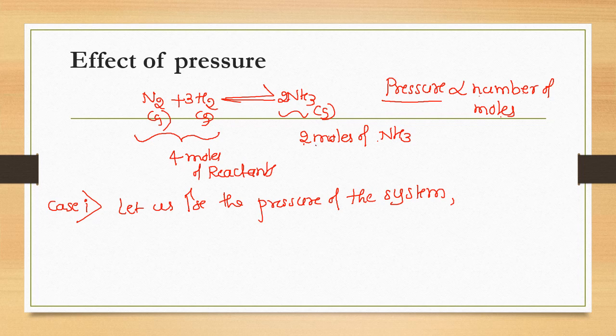So if you increase the pressure of the system, it tries to decrease the pressure by proceeding in the forward direction. I am talking especially about this reaction. In the forward direction the number of moles is less, so where the number of moles is less, the pressure is also less. Why? Pressure is directly proportional to the number of moles. So if we increase the pressure, the system tries to decrease it by proceeding with the reaction in the forward direction.